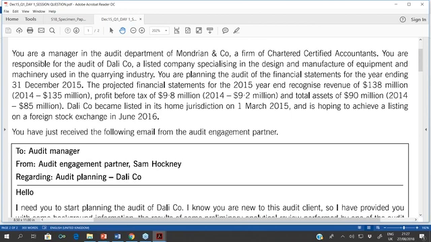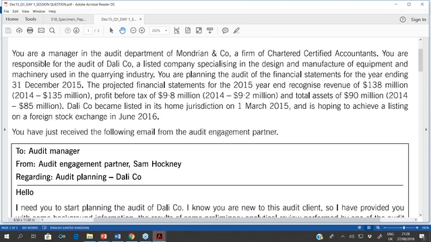The projected financial statement for the 2015 year recognized revenue of 138 million, profit before tax of 9.8 million, and total assets of 90 million. Now we know the examiner does give us these numbers to identify the materiality. Dali Company became listed in its home jurisdiction on 1st of March 2015. So the company has become listed for the first time, right?